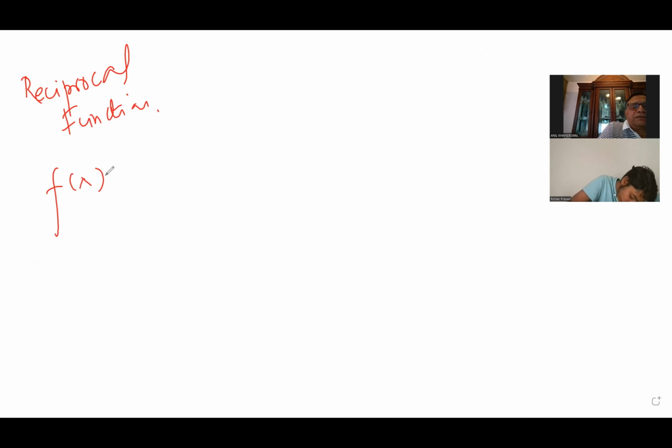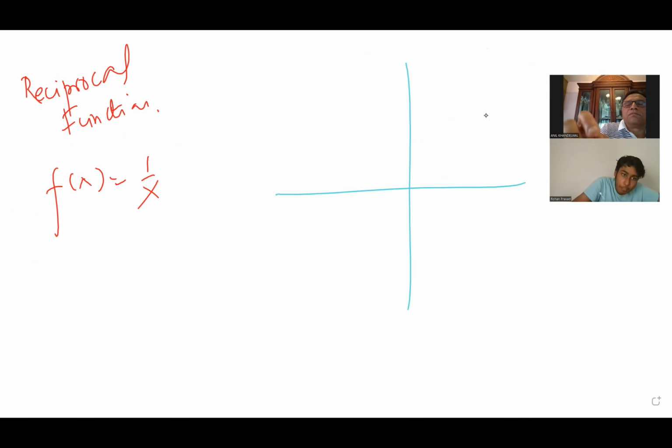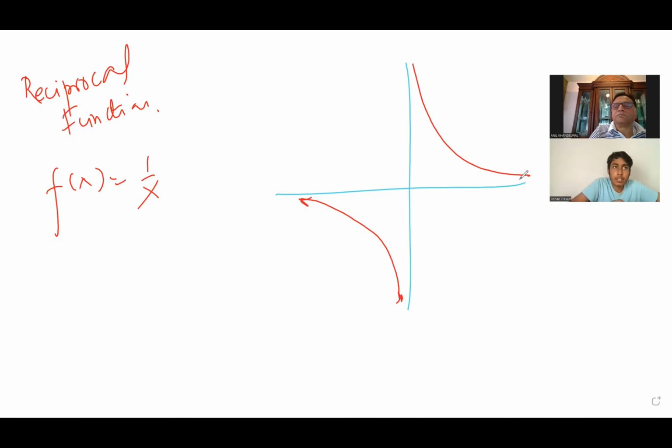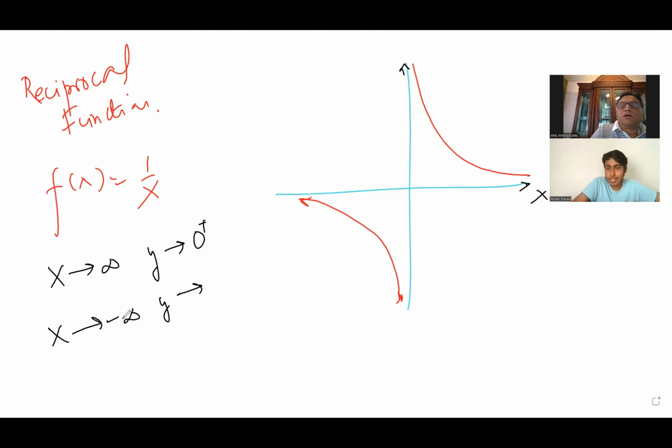Parent function f of x is equal to 1 over x. Are you aware of this function? F of x equals 1 over x, sir? Yes. Okay, so is it that the end behaviors are that if x goes to infinity, y only goes to positive 0? And if x goes to negative infinity, y goes to negative 0? Yes, 0 from below. So no, we don't say negative 0, we say 0 from below. Okay. From above.